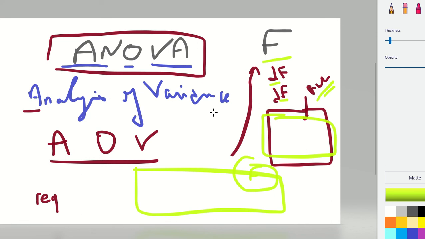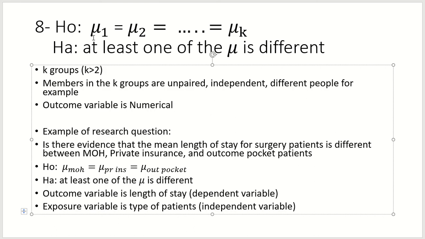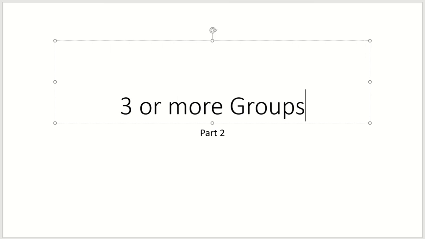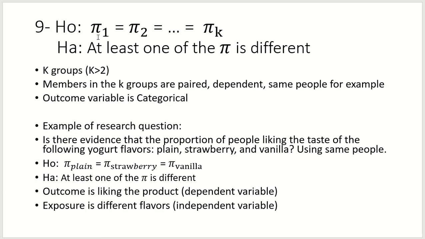Okay? All right, so let's move along with our scenarios. So that was scenario number 8. Now we're still with 3 or more groups, but now your outcome is going to be categorical. Again, pi of group 1 is equal to pi of group 2 is equal, all the way up to pi of group k.